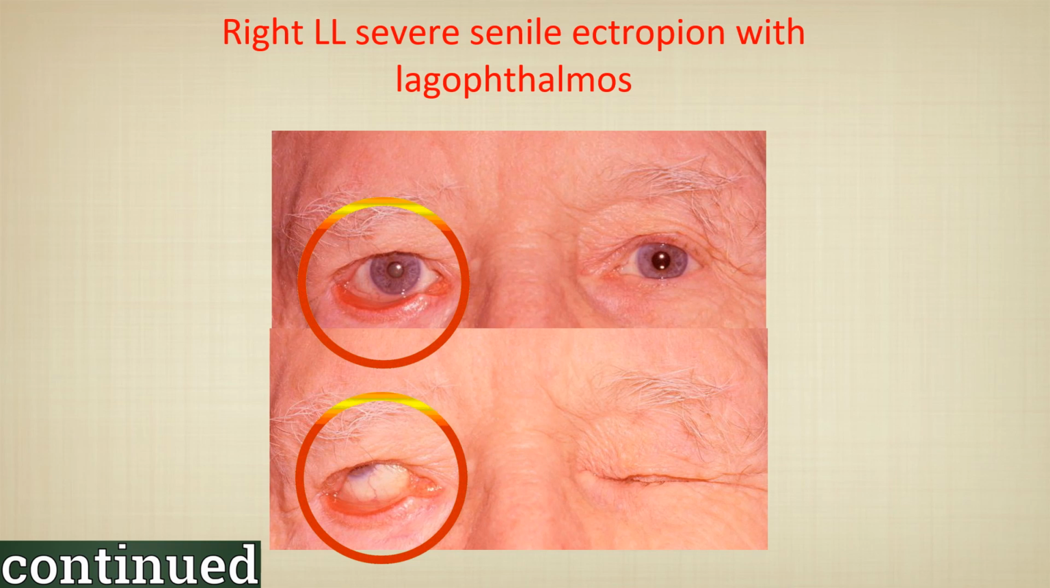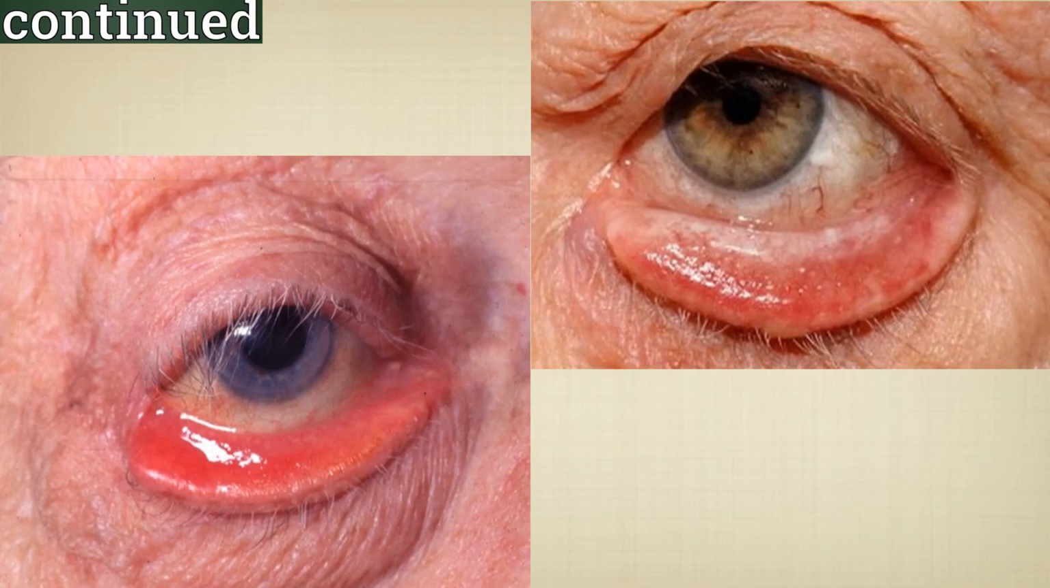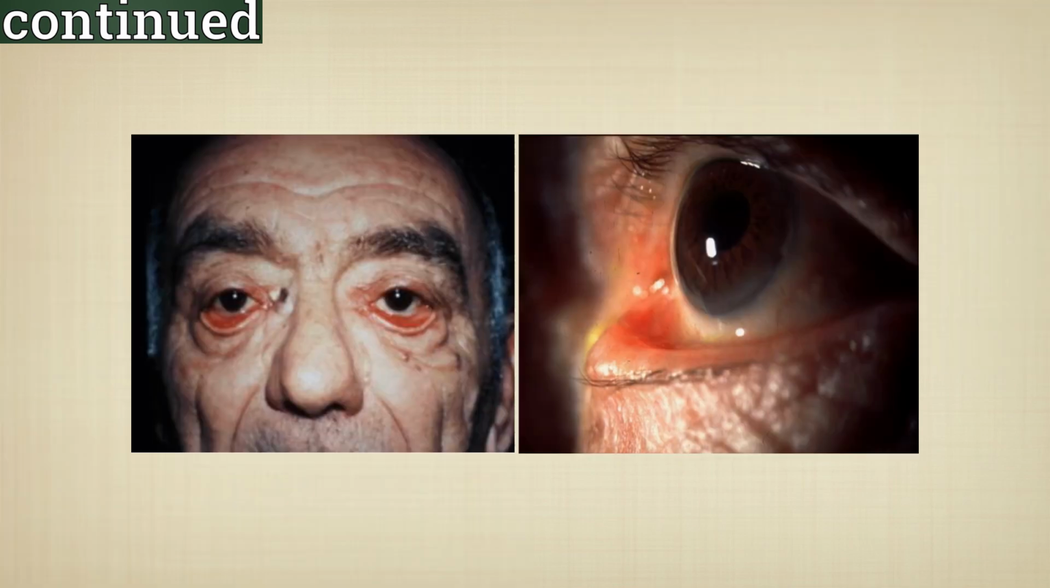An example of severe senile ectropion with lagophthalmos. Other examples of severe senile lower lid ectropion also with lagophthalmos. Other examples of the same condition.